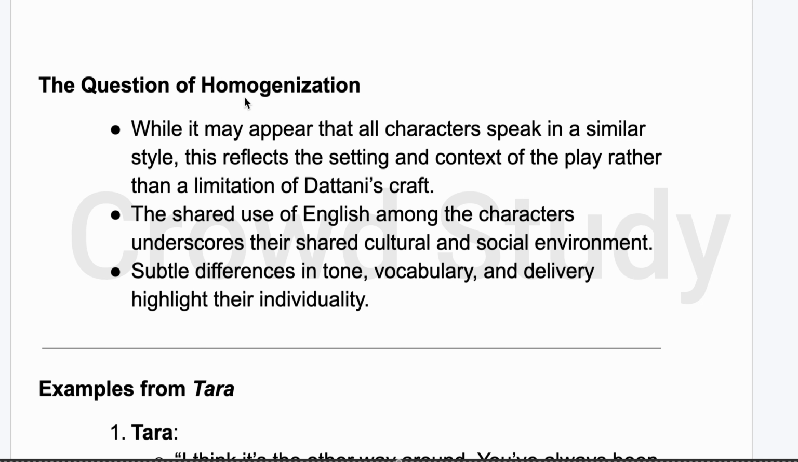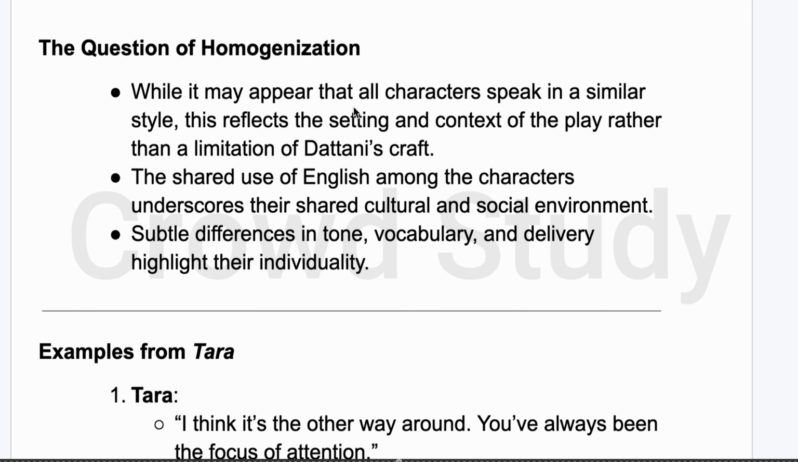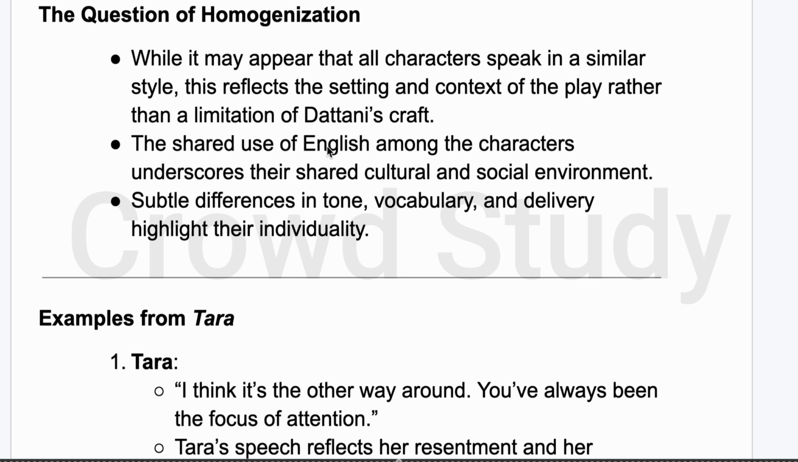On the question of homogenization: while it may appear that all characters speak in a similar style, this reflects the setting and context of the play rather than a limitation of Tani's craft. The shared use of English among the characters underscores their shared cultural and social environment. Subtle differences in tone, vocabulary, and delivery highlight their individuality.